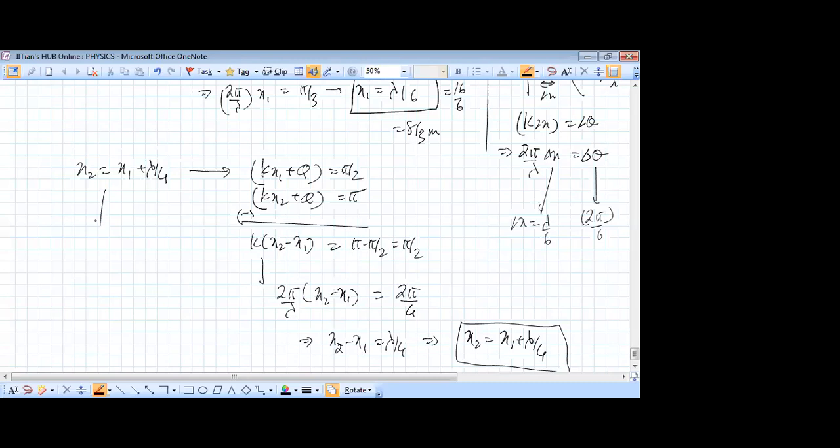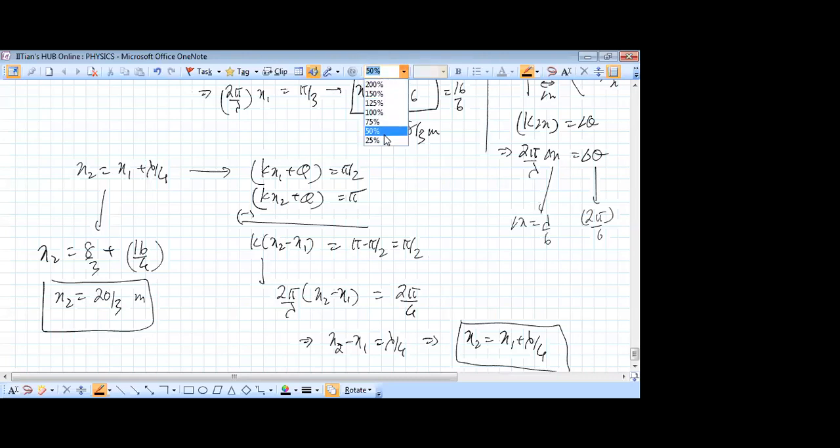So that's why over here, this point x2 should become x1, which was 8 by 3, plus lambda, which is 16 by 4. So it should be 8 by 3 plus 4. So that will become 20 by 3. Yes. That will be the point x2.